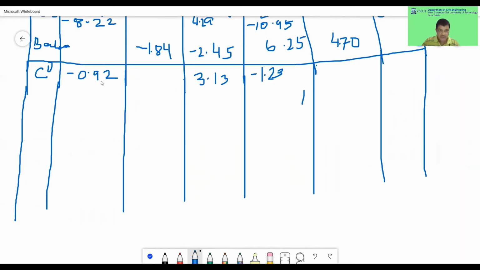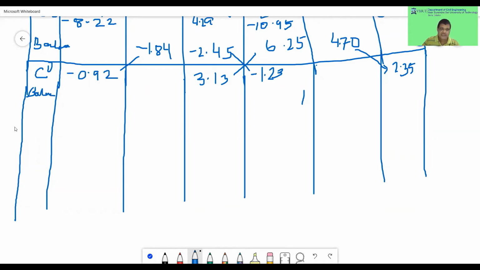So minus 0.92. Then from here to here, from here to here, we have 3.13, 1.23, and here to here. So this is another carryover complete. So again you do balancing. This step will continue like this.